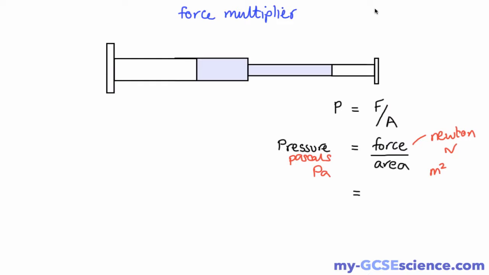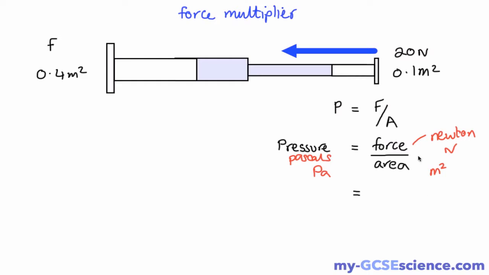So how do we use this as a force multiplier? Well, we need some numbers, so let's give a force over here acting in this direction. Let's have a force of 20 newtons and an area of 0.1 meters squared. Let's give an area over this side of 0.4 meters squared, and let's see if we can work out what the new force is over this side.